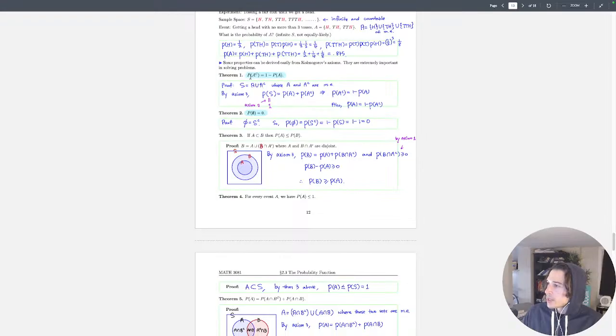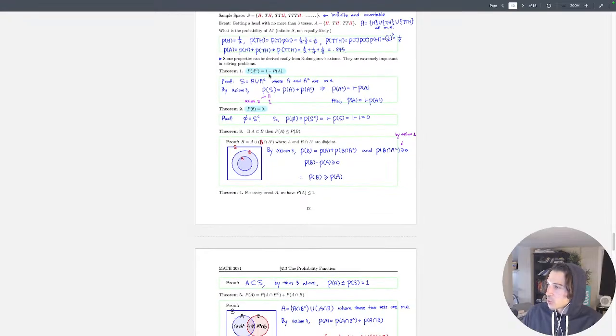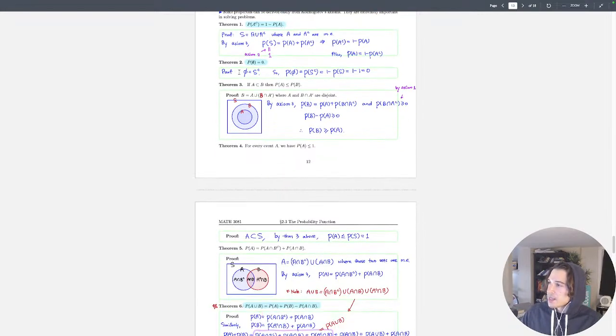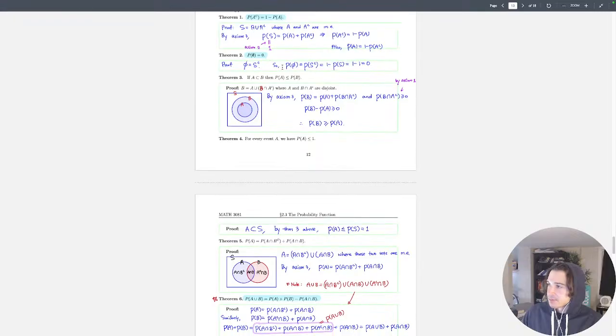And theorem 1, probability of A's complement equals 1 minus probability of A. Simple enough. Just remember, if you think about a circle in a 2D plane, everything outside of the circle A is the complement. And the sample space has to equal 1. So 1 minus the probability of A gives you everything not in A. And then the probability of the empty set is 0, straightforward.